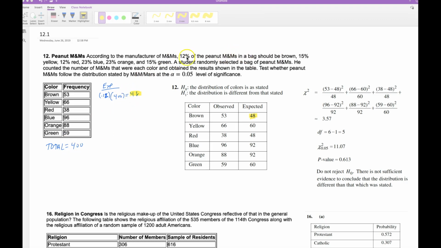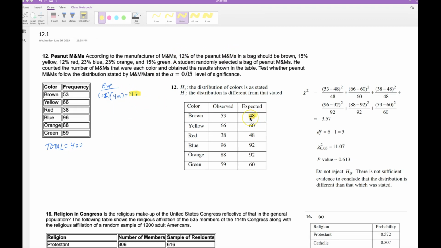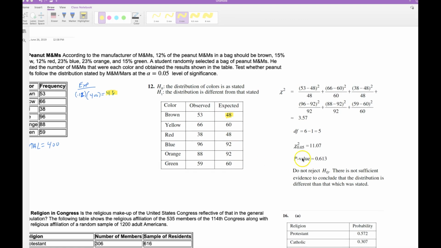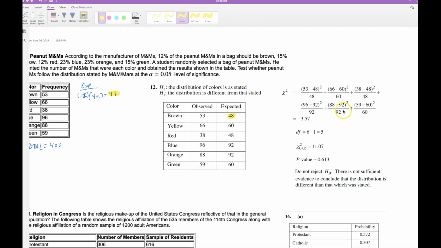If it really is 12%, we expect 48 brown. If yellow is 15%, we expect 60. 15% of 400 is 60, and so forth. And so that's where the expected comes from. And to run a chi-squared, again, the calculations are pretty simple. They're just tedious. You take the observed minus the expected, square that, divide it by the expected, add all that up, and that gives you your chi-square test statistic.